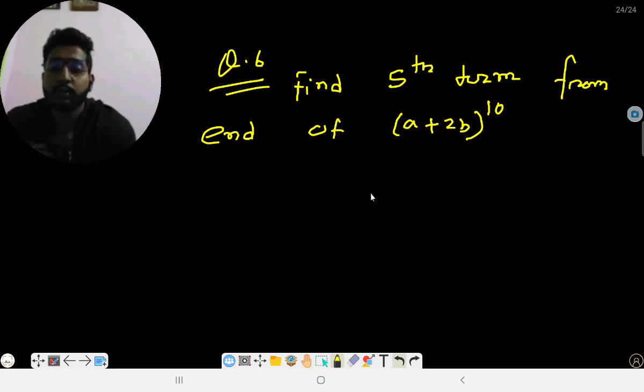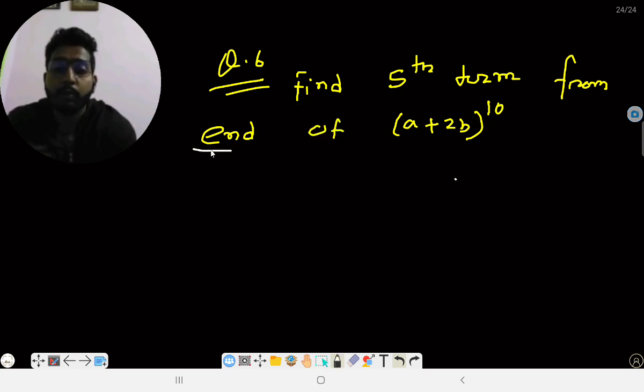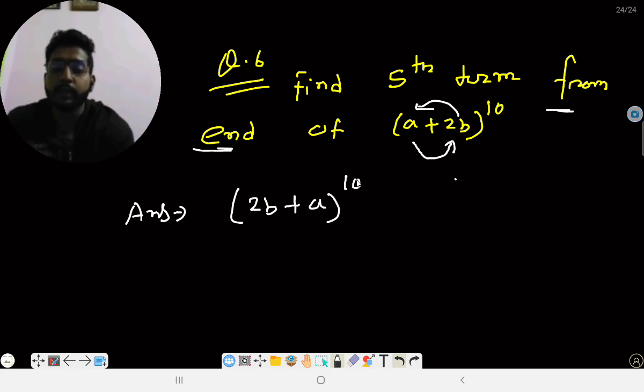So how to do this one? Whenever something is given from the end, remember this: first reverse the expression. That means a will come here and 2b will come here. So it will become 2b plus a whole to the power 10. Whenever it is written from the end, just reverse the two terms, and then find this the same way.